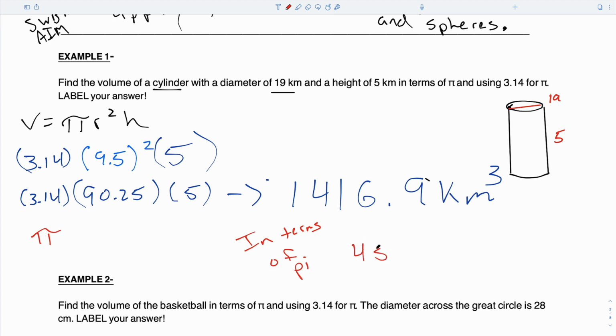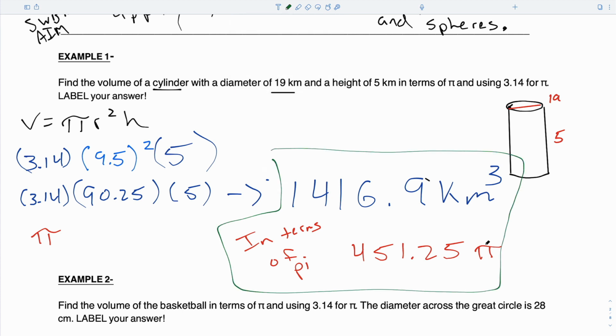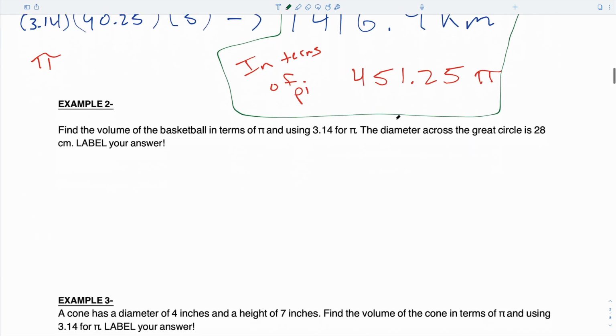Raise your hand if you remember why I would just leave the pi here. Why is that sometimes preferred in math, Stan? And it's more accurate, right? So if it says in terms of pi, it's talking about the bottom one. If it says to use 3.14, you're going to plug in the actual number. Today, you guys are going to be using 3.14 for pi for most of these.